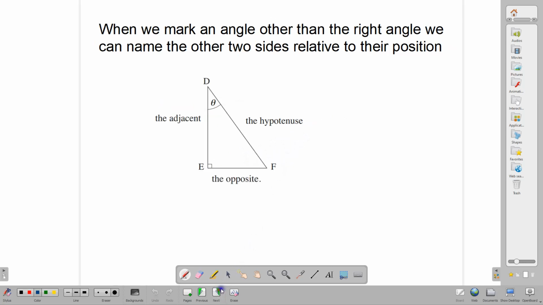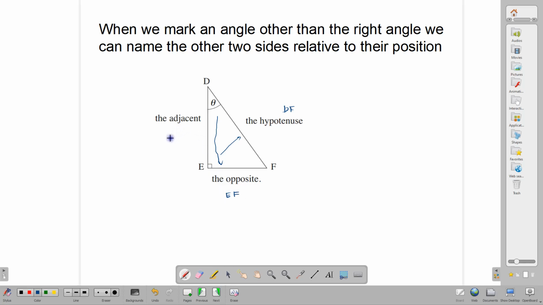Let's look at another example where the angle is in a different place. Now, the angle is up here. This is your right angle, which means that here is your hypotenuse. So the hypotenuse is DF. This side is directly across from the angle, right in front of it. Because of that, it's called the opposite. So EF is the opposite. And the other side is the adjacent side.